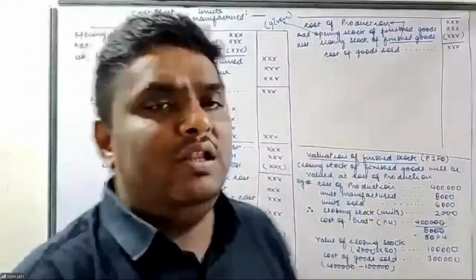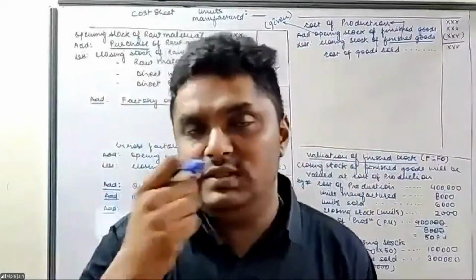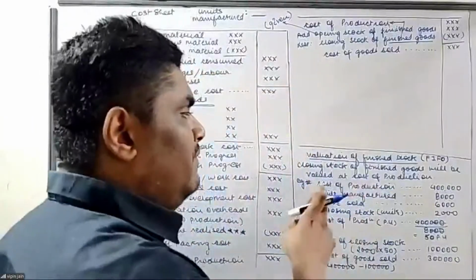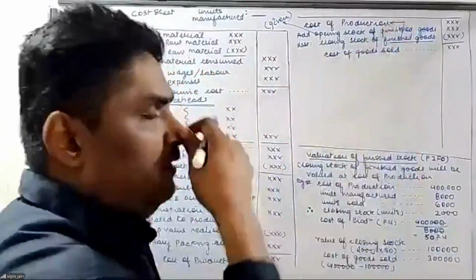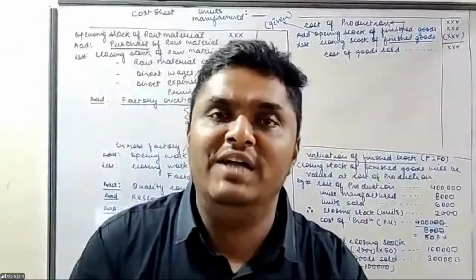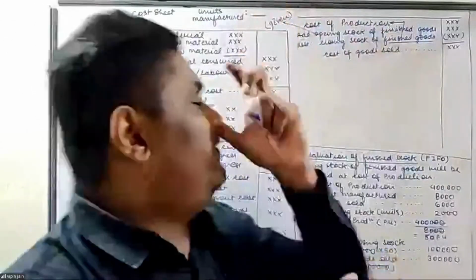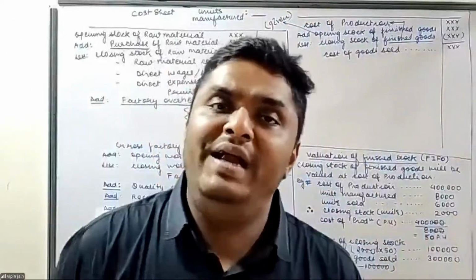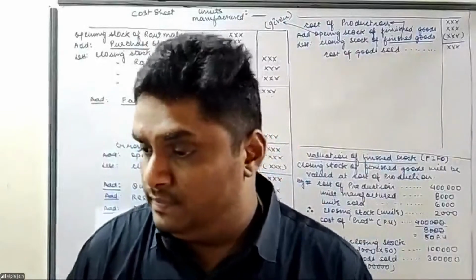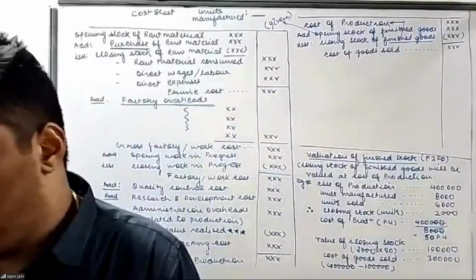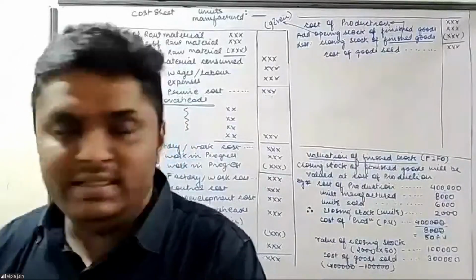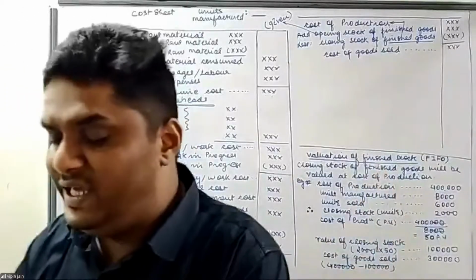But when talking about the value of closing stock of finished goods, sometimes the value is not given in the question. So it will be valued at cost of production. Cost of production divided by units manufactured, we will get the cost per unit, and that cost per unit will be applied to the finished stock. Anyone having any doubts or queries in relation to this part, you can please post.